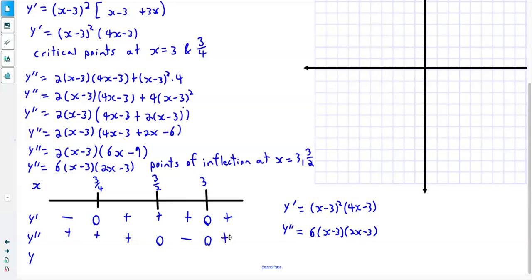So right now, from our critical points, which were 3/4 and 3, we know at 3/4 this should be a relative minimum because we had a critical point and our y double prime was positive. So we know this point would be a minimum. It would be a relative minimum.